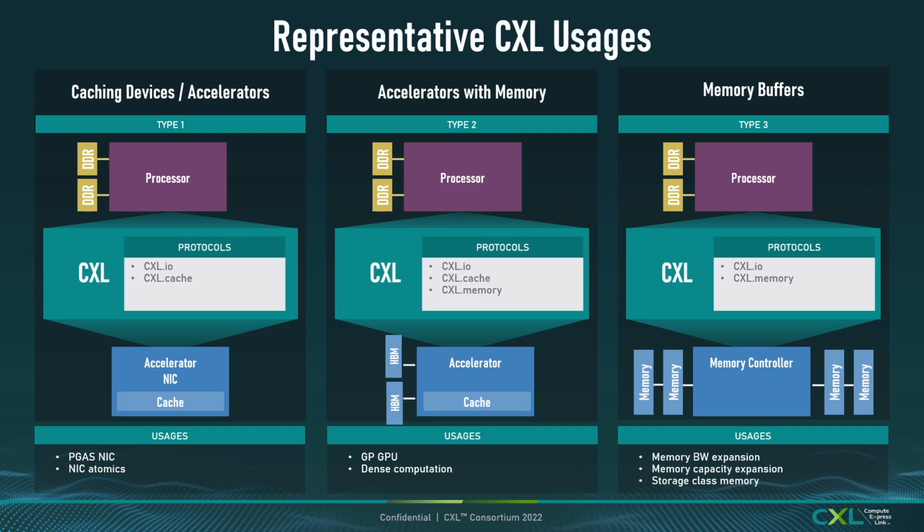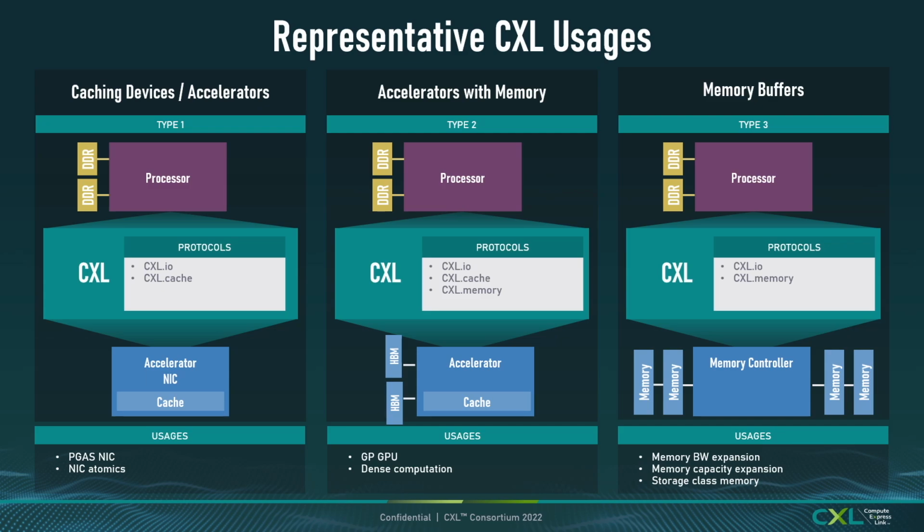An example of such a device would be a PGAS NIC that wants to do atomic transactions to the host and wants to build the atomic engine within the NIC itself. A CXL type 2 device is similar, except that it has memory attached to the device. In this example, we have an accelerator with some high bandwidth memory attached to it. In this particular case, the HBM memory attached to the device can be accessed coherently by the CPU using the CXL.mem protocol. Examples of such devices are those that want high throughput to the device attached memory, for example, GPUs, or dense computation accelerators such as FPGAs.